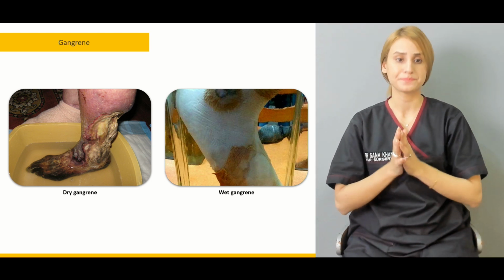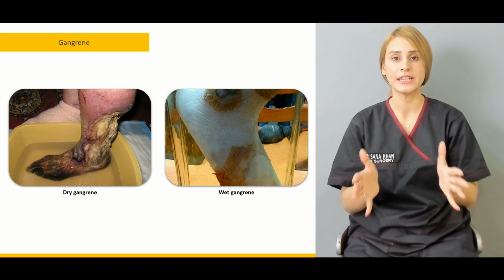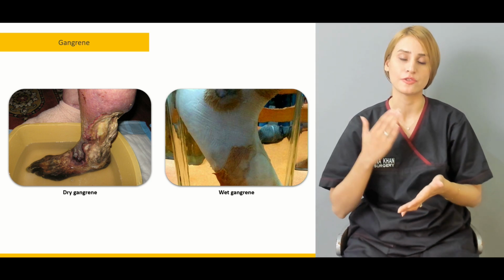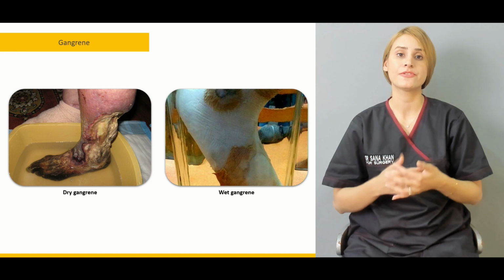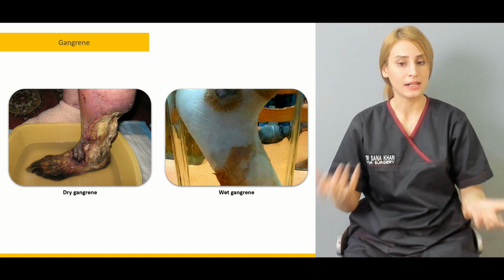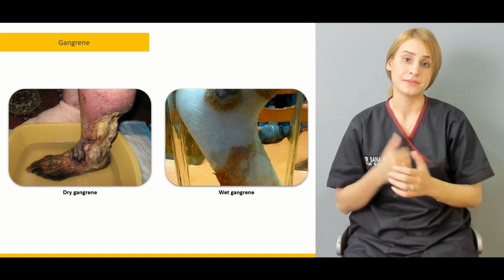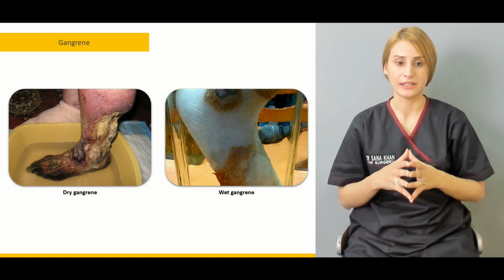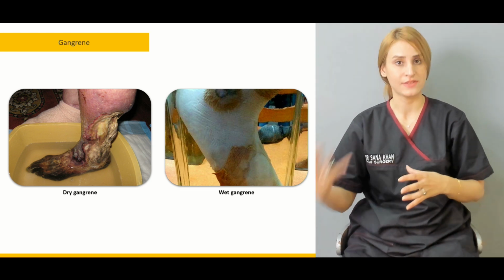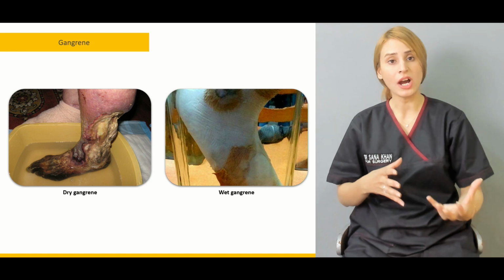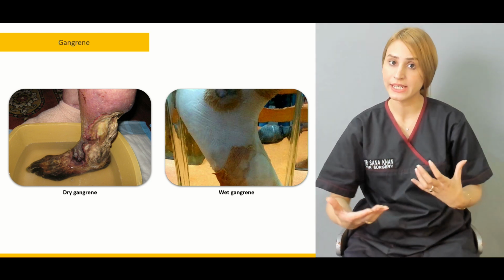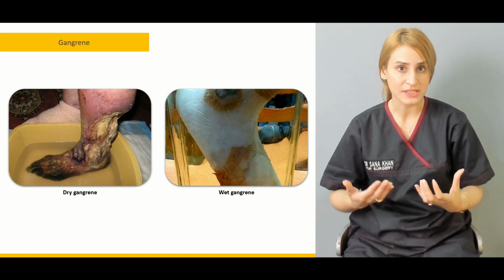So how are you going to define gangrene? That is the macroscopic damage of the tissue because of the compromised blood supply or because of damage to the vasculature particularly. There are two types of gangrene. One is dry gangrene and the other is wet gangrene. Dry gangrene is basically just owing to the deficiency of the blood supply.